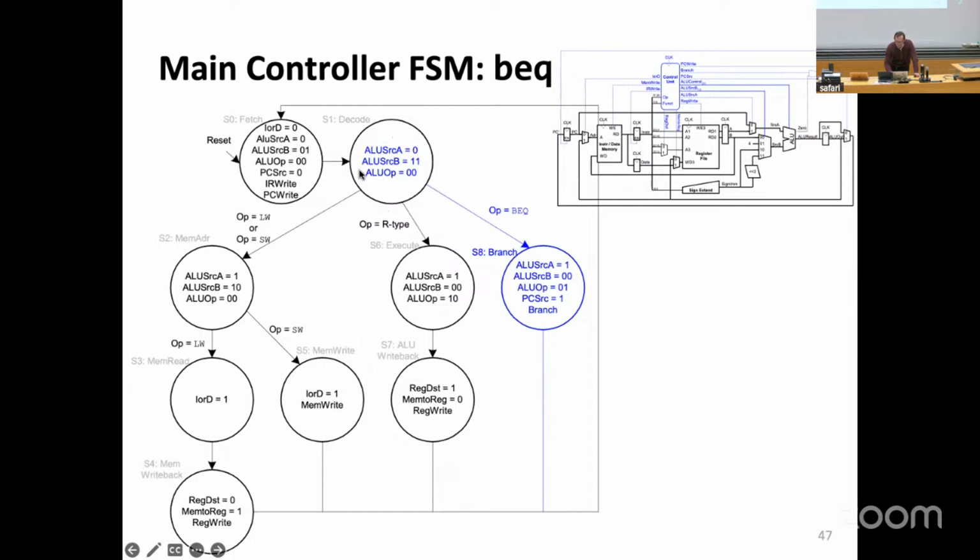Okay, this makes sense because if you look at these control signals, this is really calculating the target address, and these control signals are actually checking whether the branch condition holds, if 2 registers are equal. And if that's the case, then you take the target address that you've calculated and place it into the program counter.